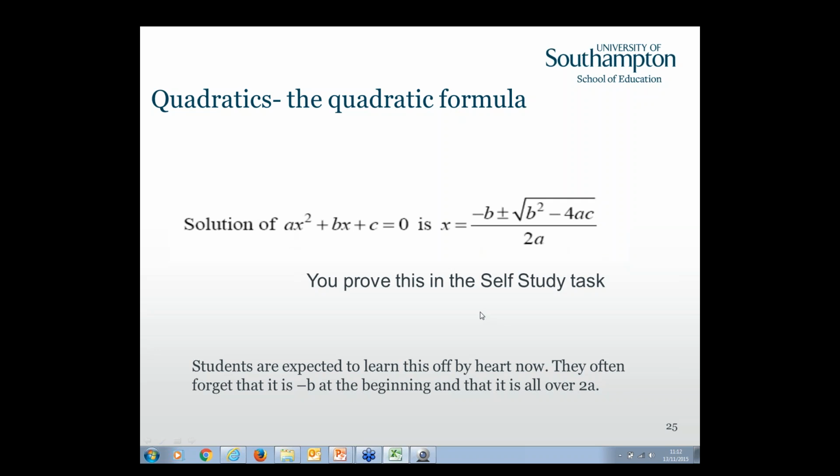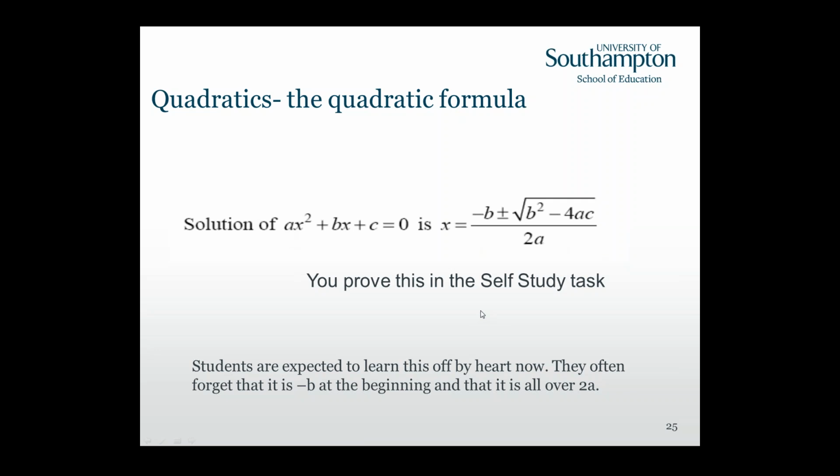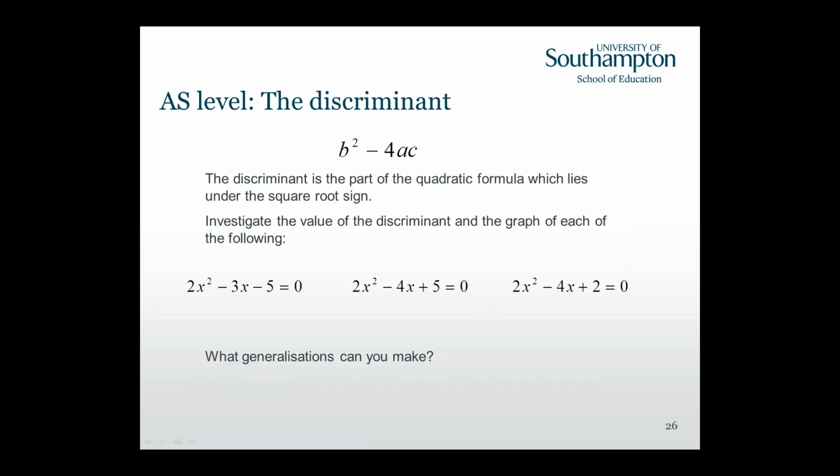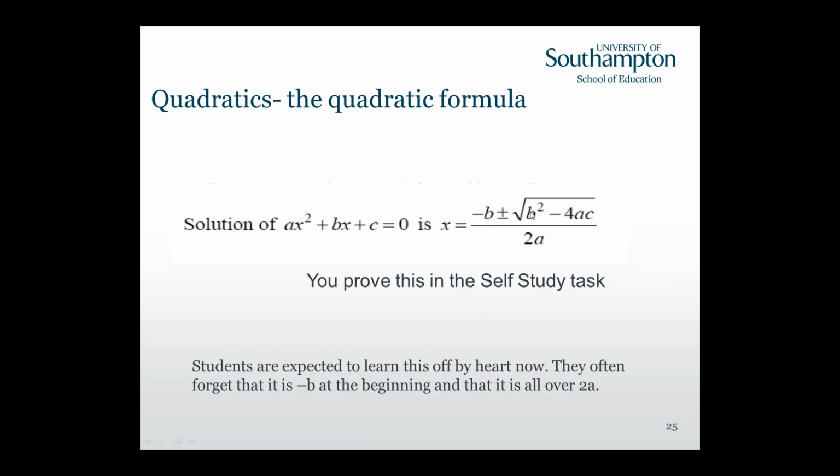It is just one of those things that they need to know. The bit underneath the square root sign, the discriminant, is very useful.